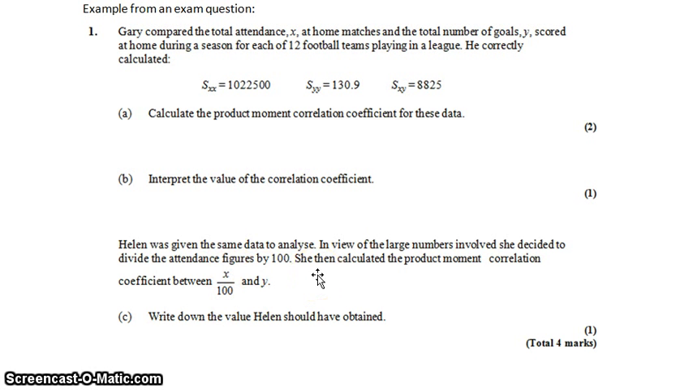Now it doesn't specifically tell you that this is a coding, so you need to spot that there's some coding going on here. And then it says write down the value that Helen should have obtained, and that's just one mark. So the clue here is the words write down, and it gives you one mark. That means you shouldn't really be doing any complicated calculations. The product moment correlation coefficient in part A is exactly the same as that in part C. So you're just going to write down the same answer from part A in part C, because the coding here makes no impact at all on the correlation coefficient.